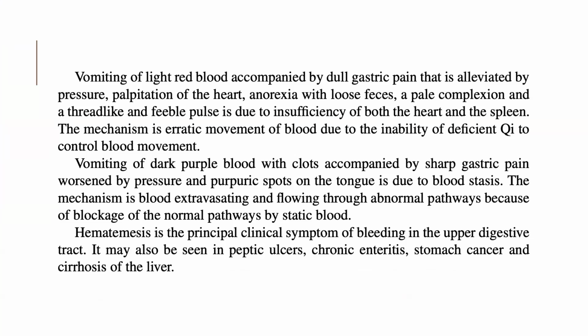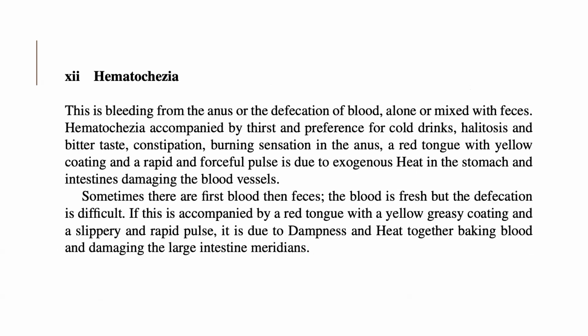to control blood movement. Vomiting of dark purple blood with clots accompanied by sharp gastric pain, worsened by pressure and purpuric spots on the tongue is due to blood stasis. The mechanism is blood extravasating and flowing through abnormal pathways because of blockage of the normal pathways by static blood. Hematemesis is the principal clinical symptom of bleeding in the upper digestive tract. It may also be seen in peptic ulcers, chronic enteritis, stomach cancer, and cirrhosis of the liver.